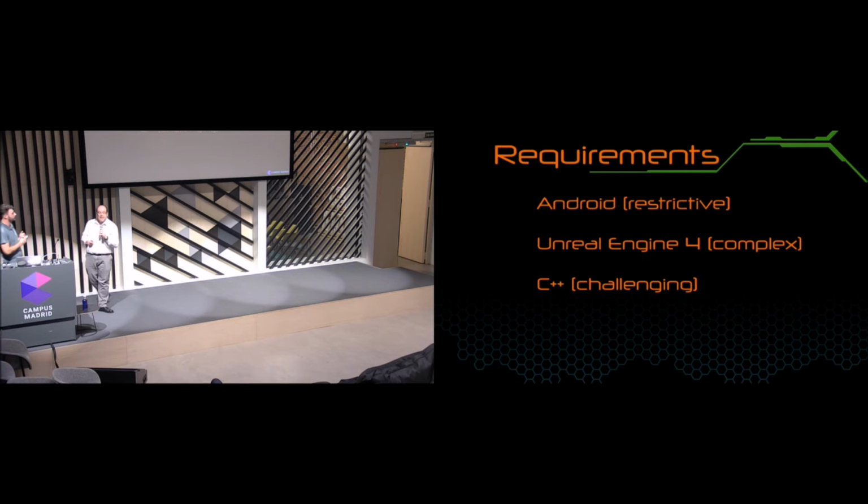Okay, please. The requirements established for the game were 3. Android. The game was developed for Android. Android is a very restrictive platform. Internal storage, screen, memory, CPU, GPU, all is restricted in Android. Unreal Engine 4 is a strong and powerful engine, but also a complex and very hard to learn engine. And C++ is a challenging and efficient programming language.